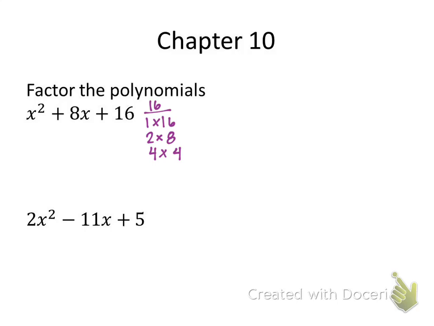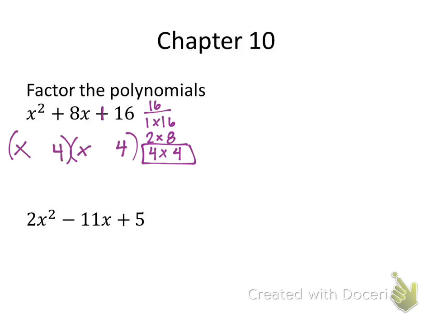Okay? Which one of these are going to add, because remember this sign right here tells me if they need to add or subtract to give me 8. 4 and 4, okay? They're going to add together to give me 8. So all I need to do now is write my 2 parentheses. What always goes in front? X, then 4 and 4.